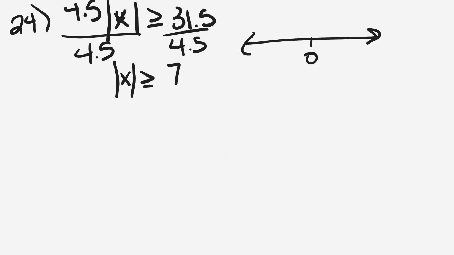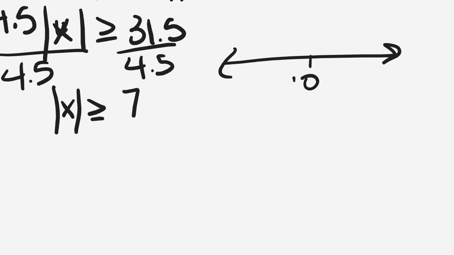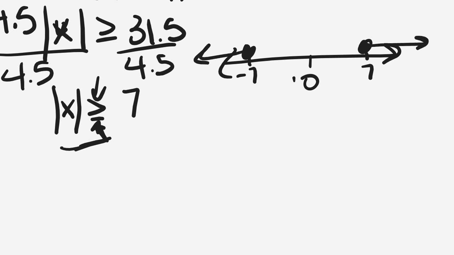So we have the distance of x away from 0. So we have negative 7 and positive 7. We want that distance to be greater than 7. So we have closed circles on the 7 because of that little line right there. And we go like this. And what do we have when we go opposite directions like that? That is an or statement.